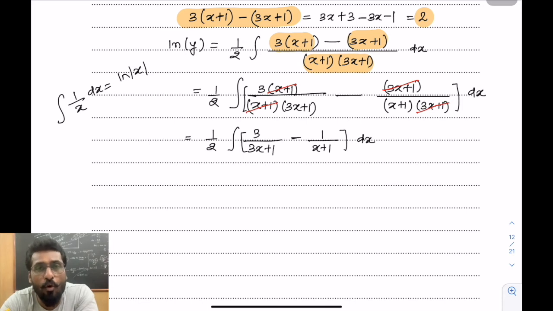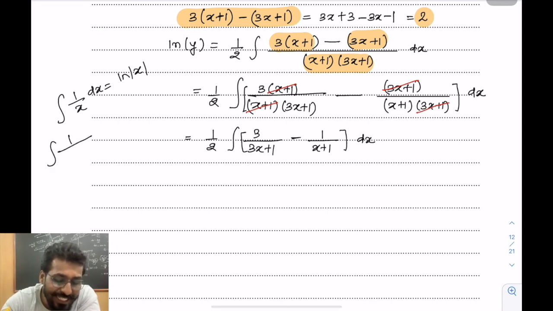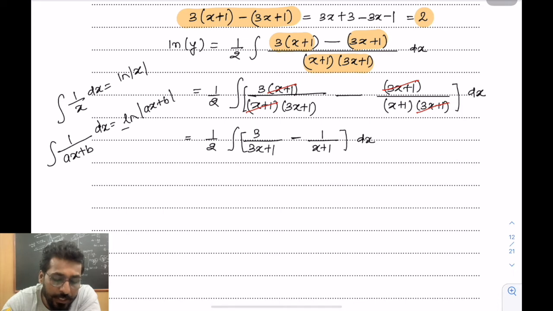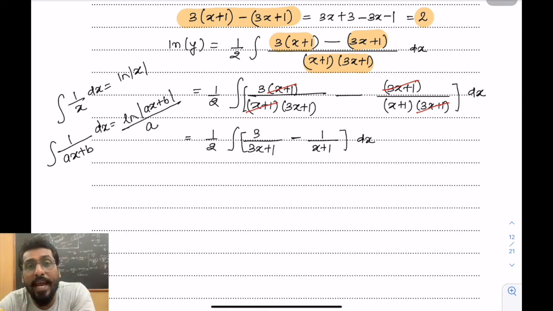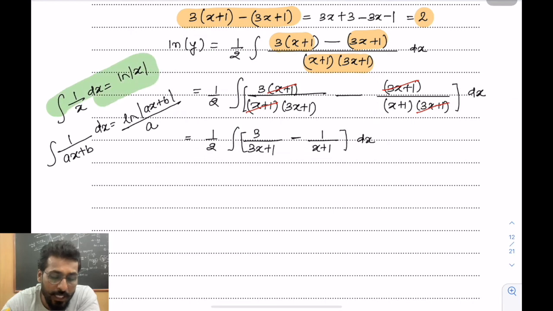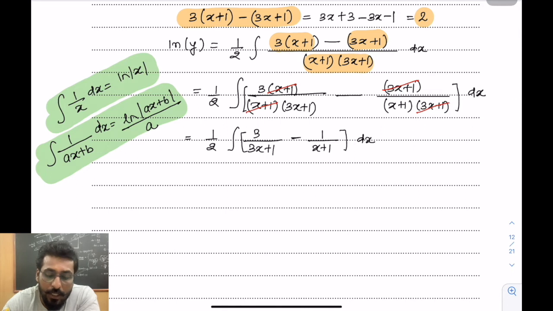Make sure that you know your formulas well. Integration of 1 upon x dx is ln of x. Integration of a linear expression, 1 upon ax plus b dx, is ln of ax plus b over the coefficient of x, which is a. Always remember to divide the entire answer by the coefficient of x if you have a linear expression, students. So these formulas should be well remembered. Okay, so that's your basic formula, and that's the formula for a linear expression, right?